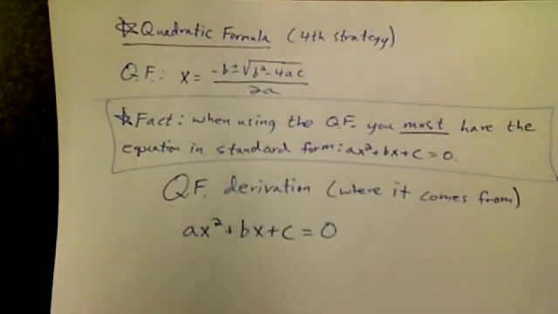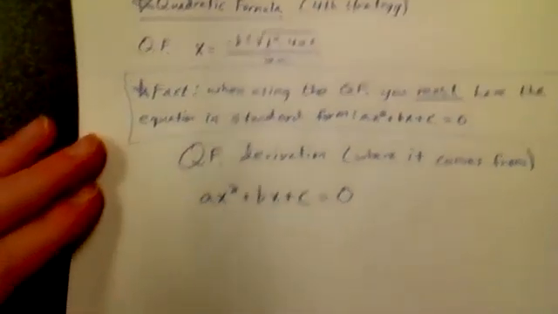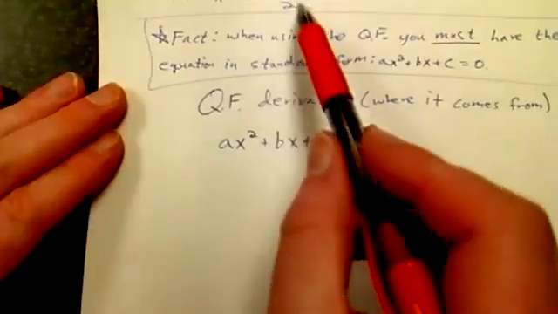Okay. Now, what I want to do, and maybe you've seen this before, maybe you haven't, is show you where this comes from, because it actually comes from completing the square. Whenever you're using the quadratic formula, technically what you're doing is completing the square. So how do we get this formula?